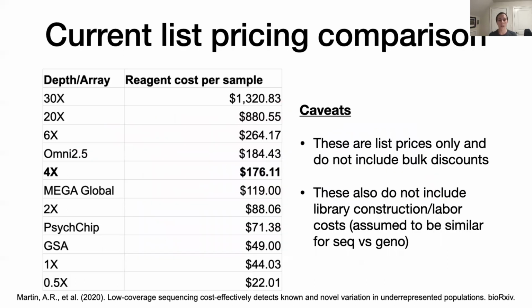Now, what about price? So we see that 1x and half x sequencing are less expensive than these low density arrays like the GSA array and Psychiatric, and that 4x is competitive with other high density arrays. I would like to point out that there are a few caveats with this price list. They don't include things like bulk discounts. These are list prices that are publicly available from Illumina. And with a large sequencing center, you might get discounts because of the high volume and throughput of the sequencing that these centers are doing. These costs also don't include library construction or labor costs, although these should be pretty similar between sequencing versus genotyping.